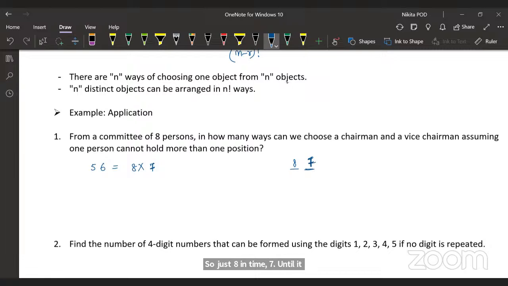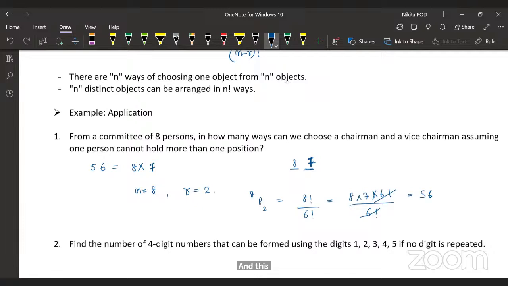We can also use the formula, 8P2. Here n is 8 and r is 2. So it is 8 factorial divided by 6 factorial. This is just 8 times 7 times 6 factorial divided by 6 factorial, and the 6 factorial gets cancelled out. It is 56. Ma'am, what about the chairman and the vice chairman arrangement in this question, does that also matter or not?